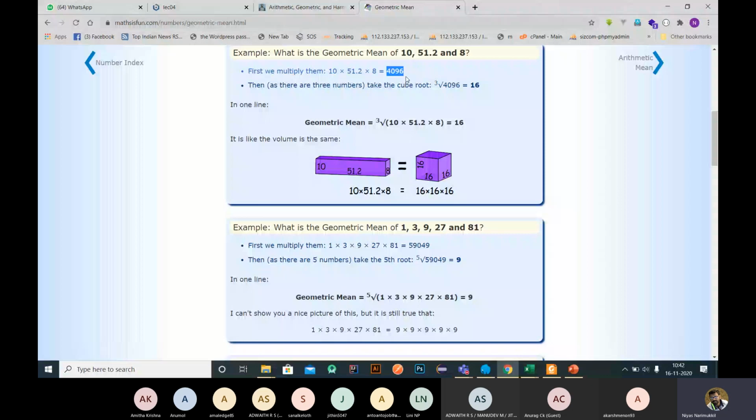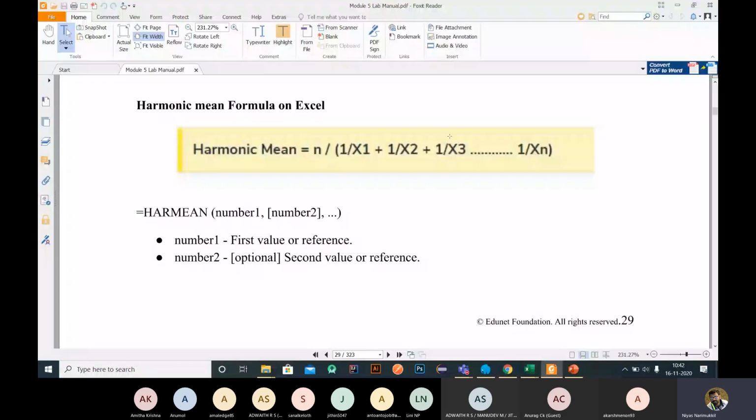So that is geometric mean, and the next one is harmonic mean. The formula of harmonic mean is like this. For example, if we have n items, then we need n divided by 1 by x1 plus 1 by x2 plus 1 by x3 up to 1 by xn. So this is the equation to find harmonic mean.